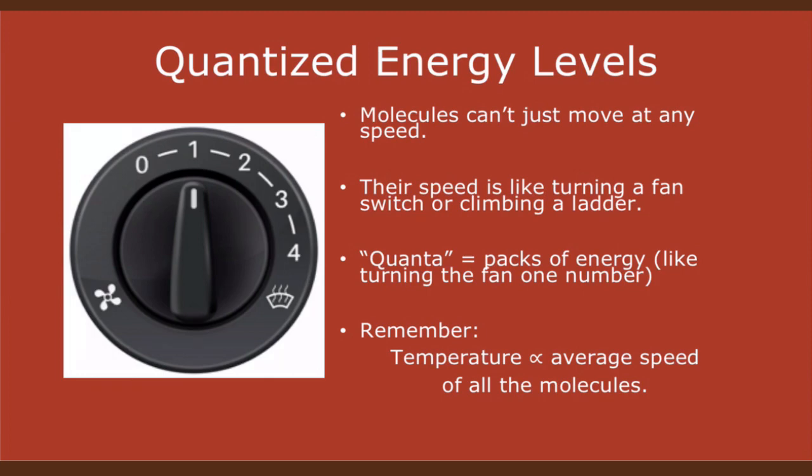The strange thing about atoms and molecules is that they can't just go any speed like a cue ball or a car. Like in the car, you just push the gas to any amount and the car goes from 0 to 25 miles per hour. It could be 22.4 miles per hour or 21.3 miles per hour. It can really be any speed. It's a continuous spectrum.